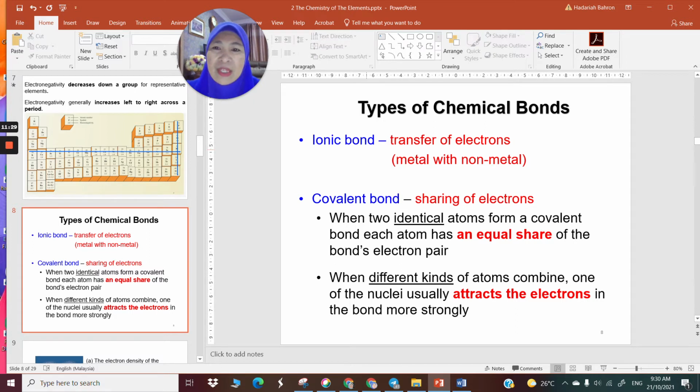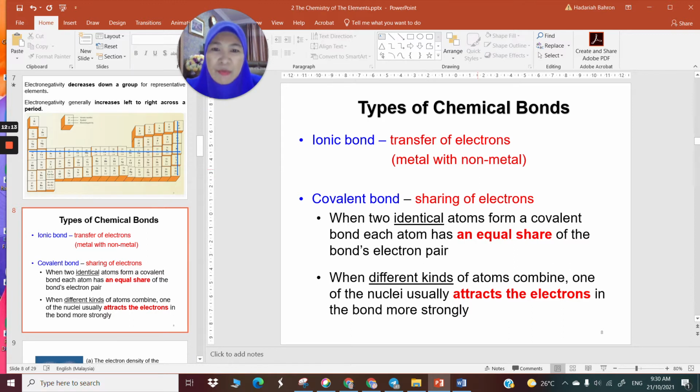Ionic bond is when there is a complete transfer of electrons from metal to non-metal. For example, sodium gives up one electron to be taken up by chlorine to make sodium chloride. That one electron is completely transferred from sodium to chlorine, so we say the bond between sodium and chlorine is an ionic bond. This usually happens between metal and non-metal.